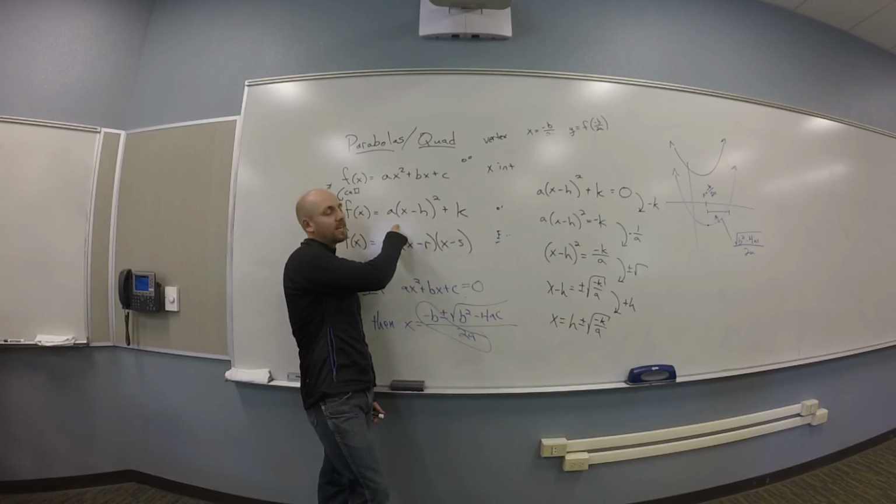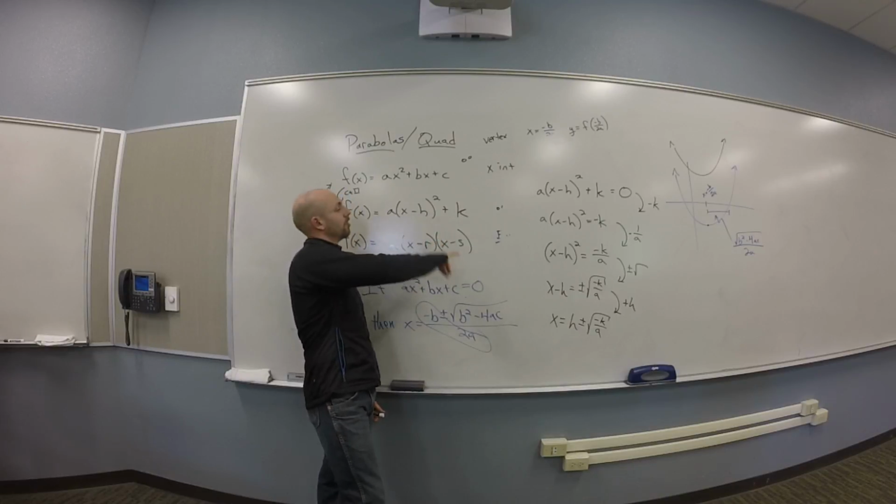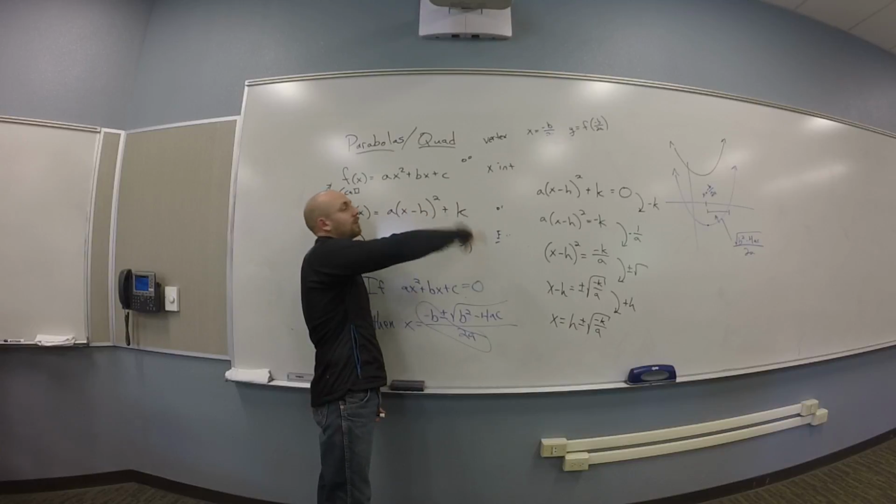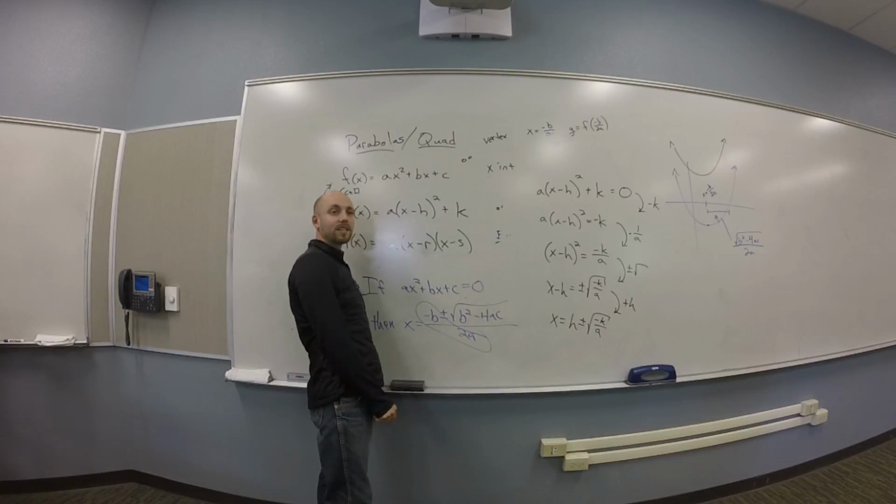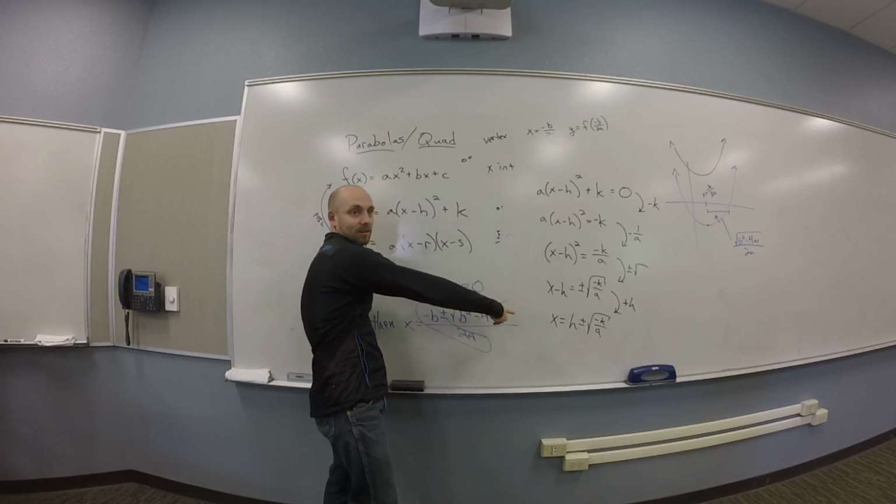In here, you could try a different tactic that would also work. You could multiply this out, get it into the standard form, and put it in the quadratic formula. You'll get the same place. This is, of course, faster and easier, but whatever.